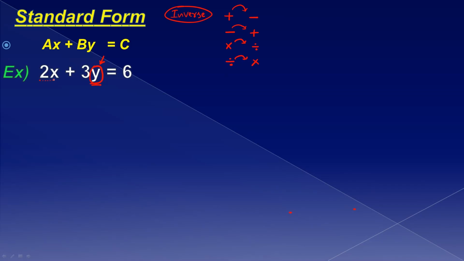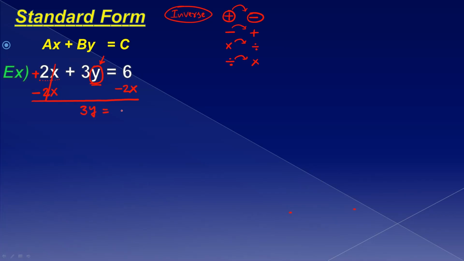So let's focus on 2x. If no sign is assigned, you may take it as a positive sign. The inverse operation for the positive sign, as we discussed a while ago, is negative. So let me take the negative sign, and the value is the same, which is 2x, on both sides of the equal sign. Therefore, 2x minus 2x gives 0, so I'm not writing 0. The leftover is 3y equals 6 minus 2x.